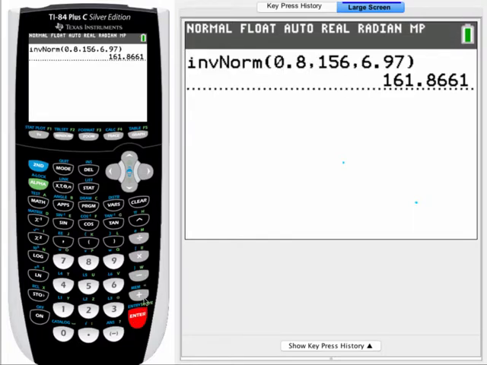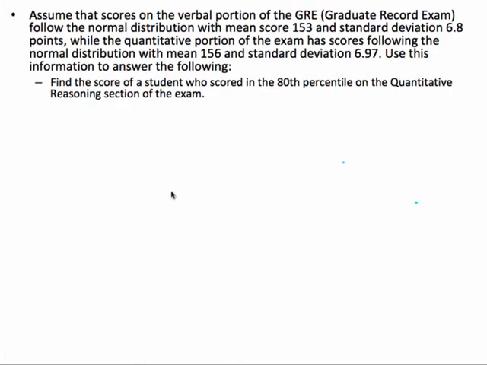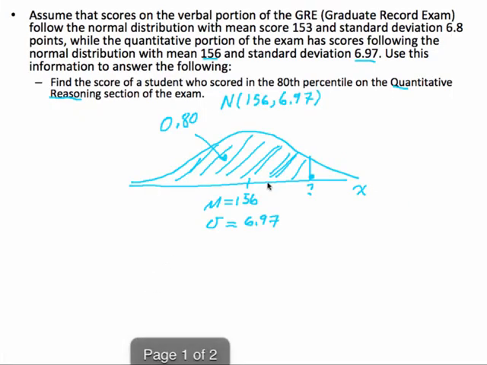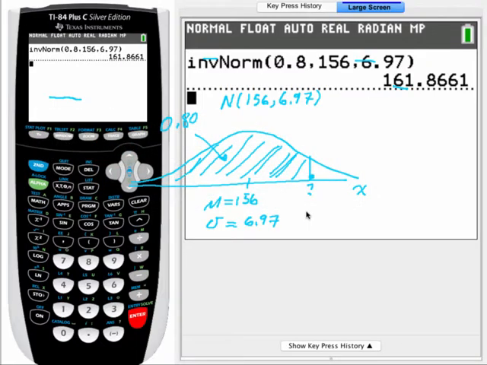Always be sure and put the close parenthesis. Hit enter and we get 161.8661. We're going to go ahead and round that to 2 places, 161.87 if we round off correctly. So that tells us that this value right here at that point was, let's go back for a quick peek at the calculator, what was it again? It's at 161.87.